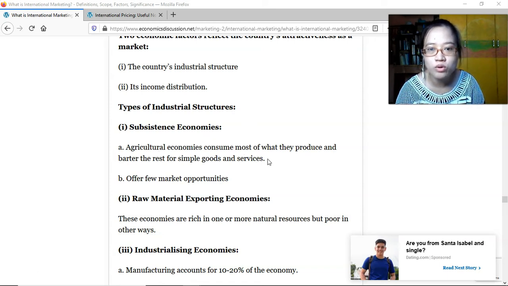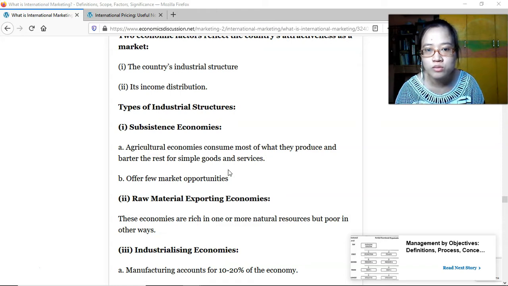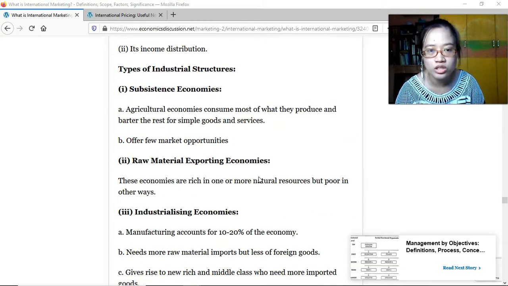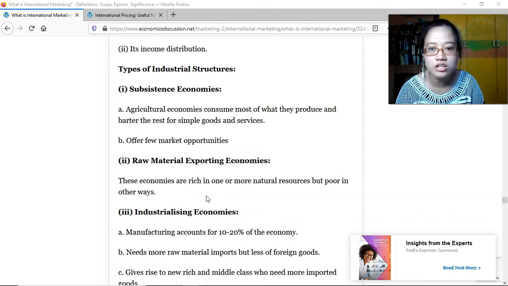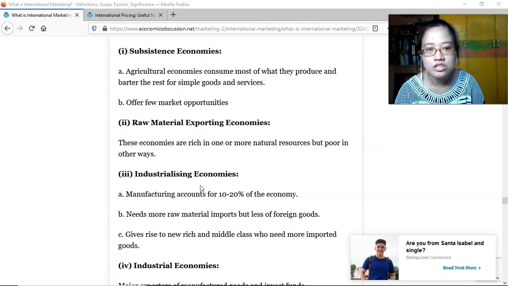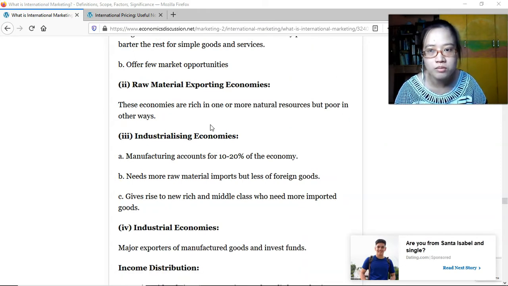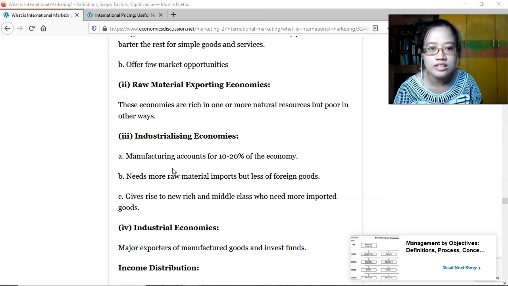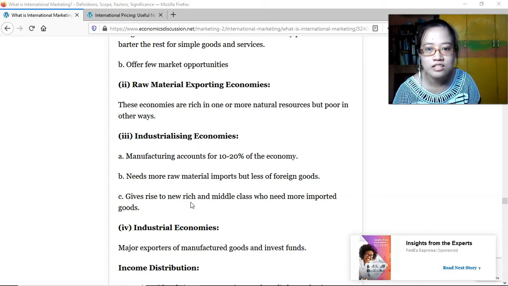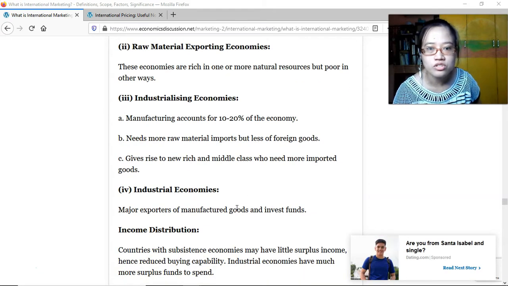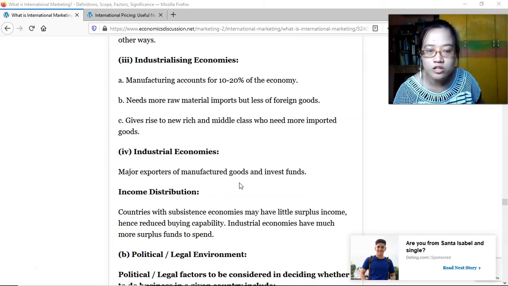Types of industrial structure: subsistence economies. Agricultural economies consume most of what they produce and barter the rest for simple goods and services, and offer few market opportunities. Raw material exporting economies. These economies are rich in one or more natural resources, but poor in other ways. Industrializing economies. So these are the different types of economies that a particular country could possibly be in. Industrializing: manufacturing accounts for 10 to 20% of the economy, needs more raw material imports, but less of foreign goods, giving rise to a new rich and middle class who need more imported goods. Industrial economies are major exporters of manufactured goods and invest funds.